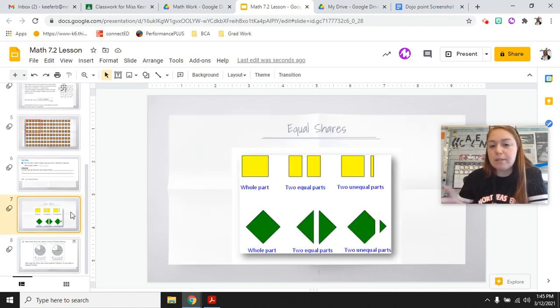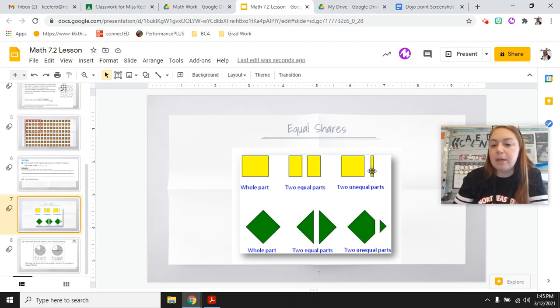The last two parts of this, I just want to talk really quickly about something called equal shares. This is something you have heard about before, where you share two parts equally. So you have to differentiate between equal parts and unequal parts. This diagram shows you the wholes, equal parts, and unequal parts, so just being able to recognize what is equal and what is not equal.